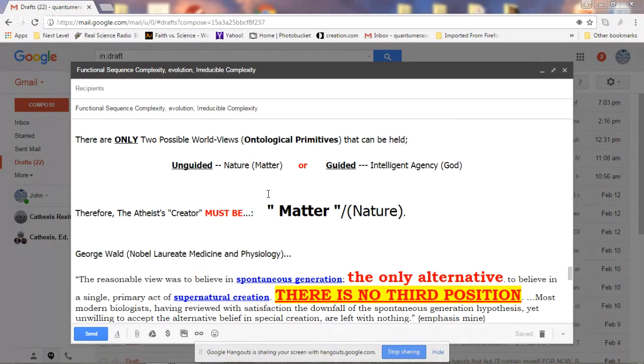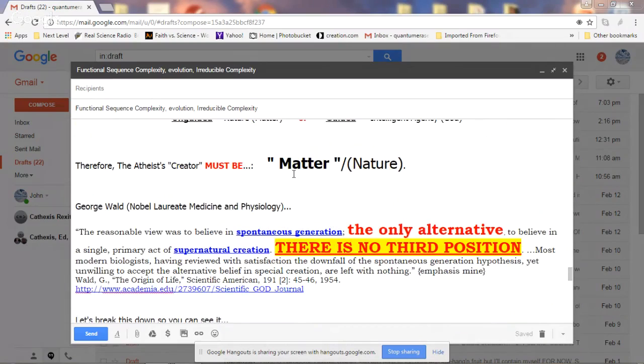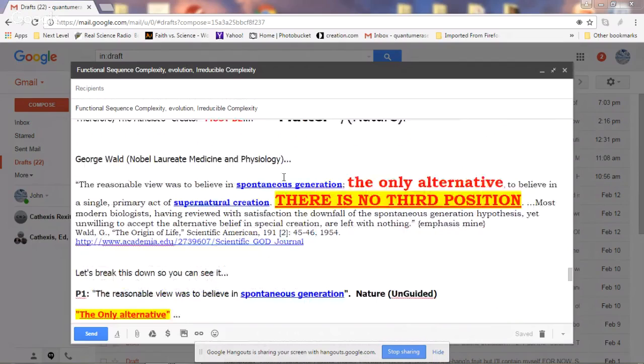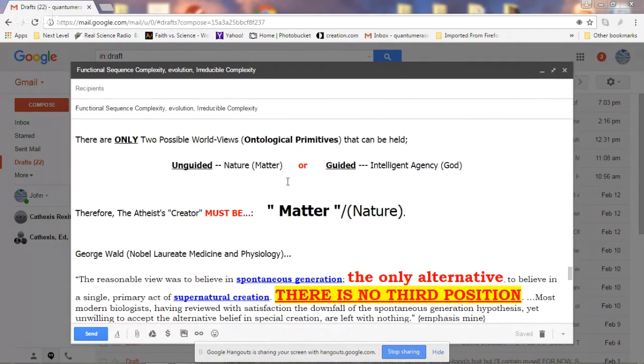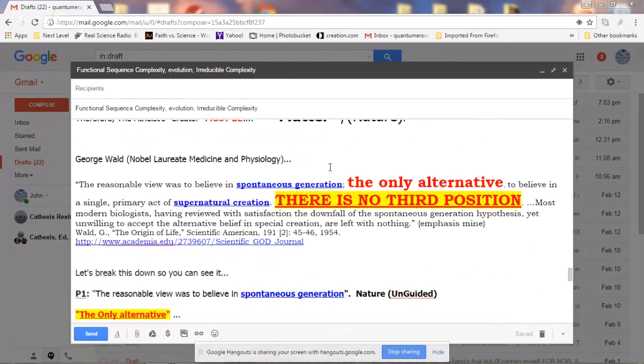Therefore, the atheist or materialist creator must be matter. If you only have two choices and you rule out one, well, you ipso facto follow the other, whether you like it or not. So this is prima facie that there are only two. However, I know better, so I'll go ahead and support it. I'll provide a citation and we'll go through it just like we did in the presentation on this before.